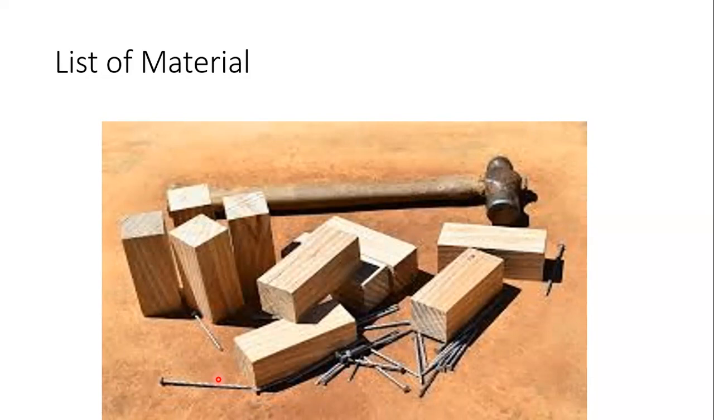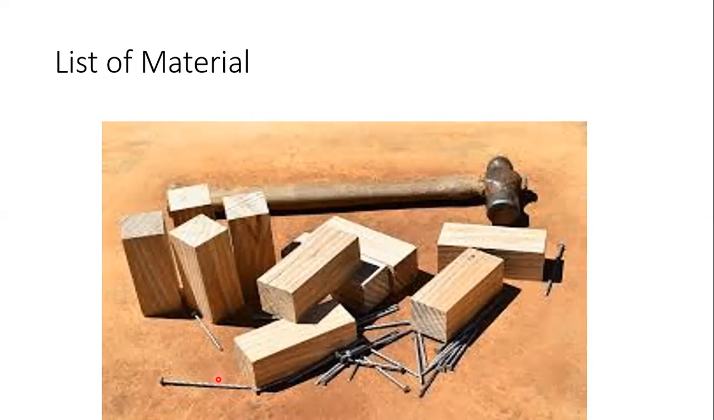Jab koi cheez banai jaati hai na beta, jo auzar hote hain unse koi cheez design ki jaati hai, aur jo material hota hai wo us cheez ka wujood hota hai. That is the existence and self of that thing. Material use ho jata hai jabki auzar jo hain wo hata liye jaate hain.